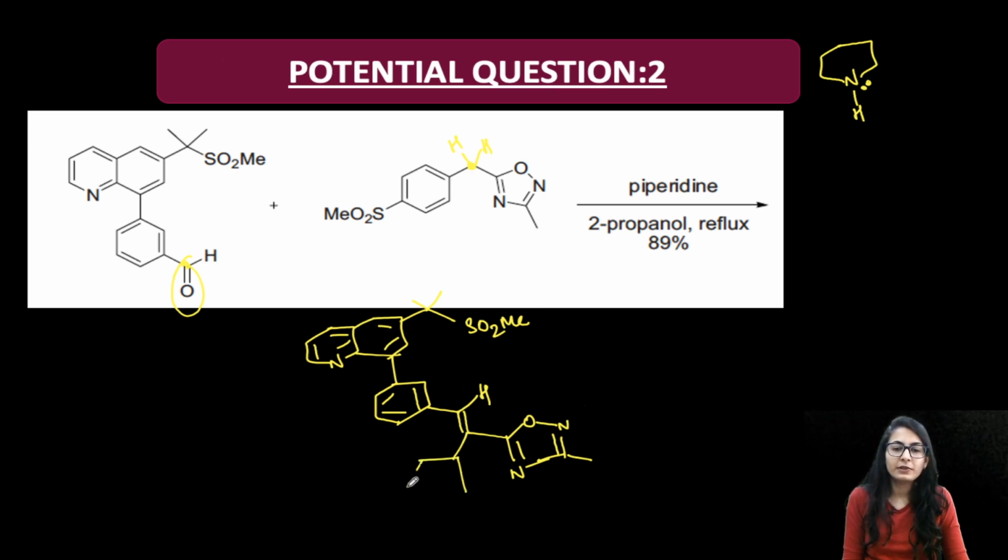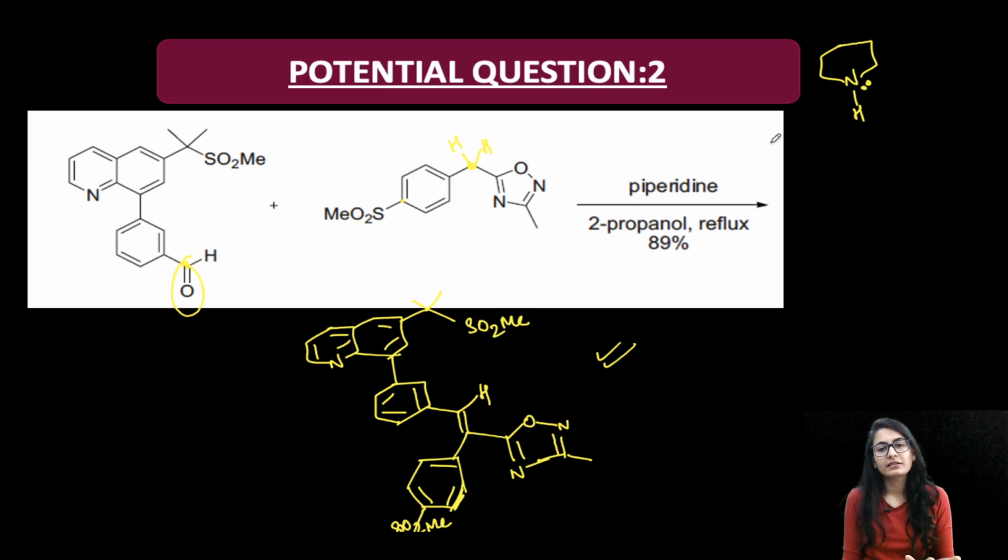Okay, so I hope that you are able to realize that this is another shortcut method for drawing the products. Alright, so there is SO2 and Me. Okay, I have written this group over here. Right, so this is going to be your answer for this reaction.